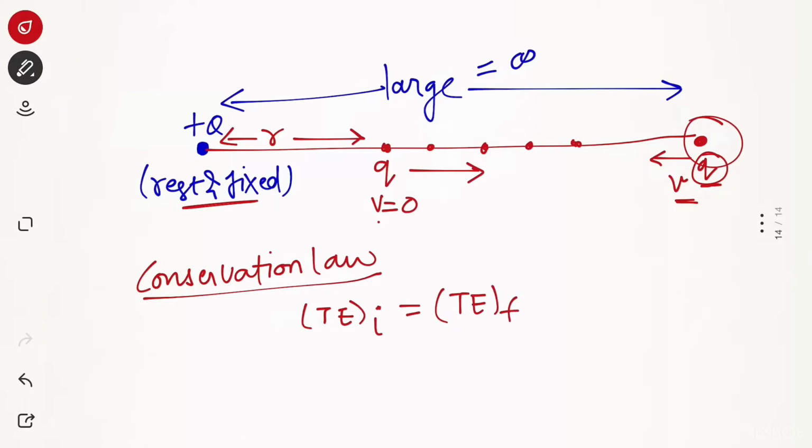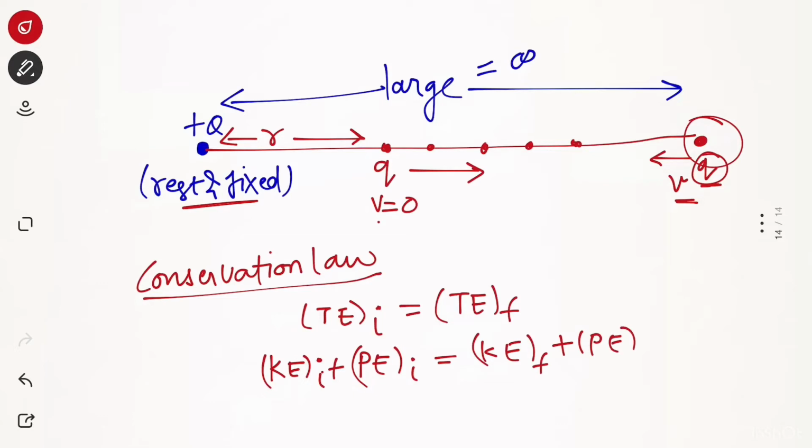And what kind of energy do we have here? We have kinetic energy initial plus potential energy initial. Only these kinds of energy we have. We don't have any thermal energy or something. So we'll directly write kinetic energy final plus potential energy final. Now what is kinetic energy initial? Initially, this charge has speed v. So let us consider the mass of the charge is m. So we can write the kinetic energy of this particle would be half m v square.